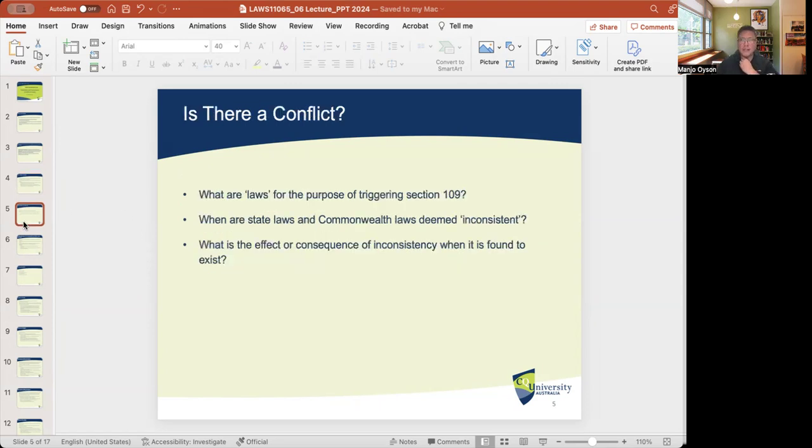Now, I already mentioned that when we talk about conflict of laws, we always ask what exactly are the laws for the purpose of triggering Section 109, and to that extent, we always ask ourselves that first basic question: is that particular law passed by the Commonwealth Parliament even one of those subject matters over which it can pass a law? So before you even talk about Section 109, we need to establish that the Commonwealth Parliament does have the power to pass a law on that subject matter. And then if it does, and that Commonwealth law conflicts with the state law, what then happens?